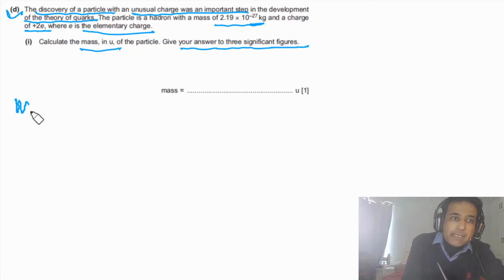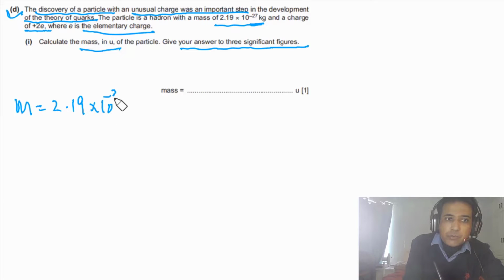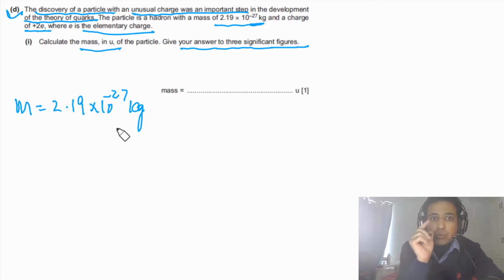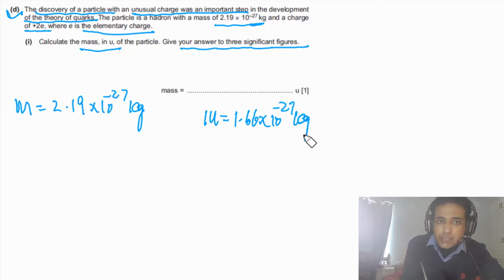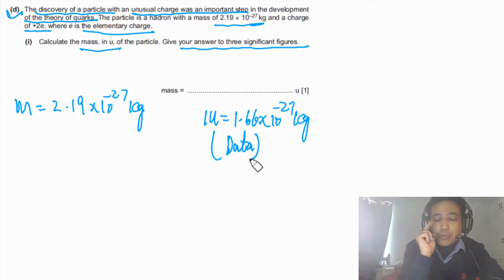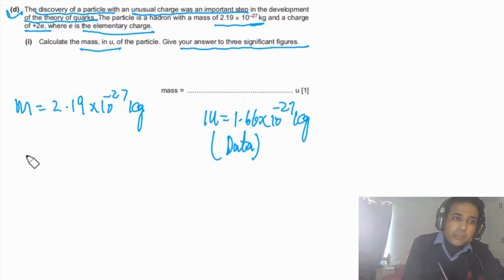So for this question, mass is given to us in kg, so we can say this is 2.19 times 10 to minus 27 kg. We need to convert this into u, meaning atomic mass unit. Simply we need to understand 1 u means 1 atomic mass unit. This is equal to 1.66 times 10 to minus 27 kg, and the value of this constant is given in the data. On the second page of your exam paper, you can find the values of constants. Now we need to convert this into u.